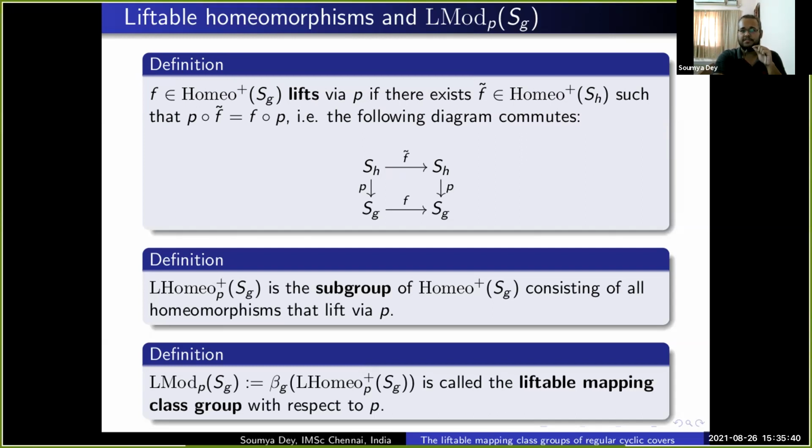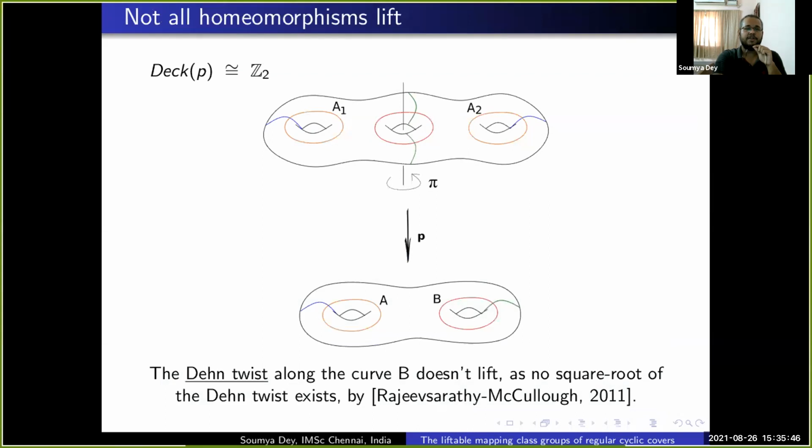Now, what is the relation? Is there a way to connect these two via this map P? Yes. Before going to that, let me first say why this L mod is not the whole of mod. There are some homeomorphisms which don't lift, so this is a proper subgroup.